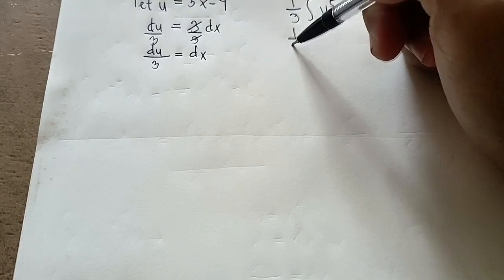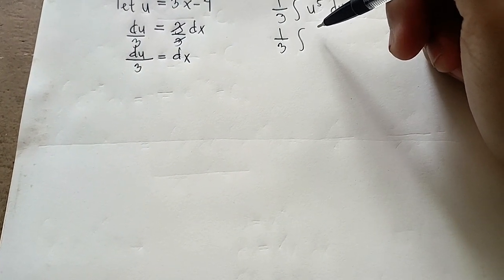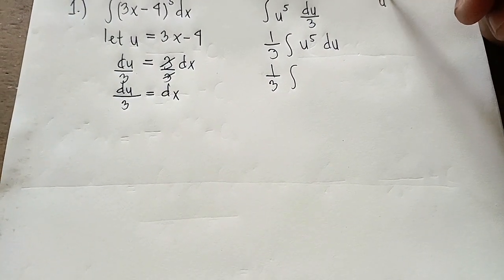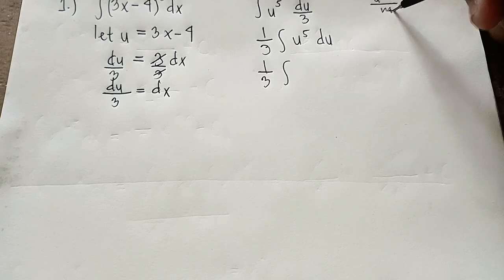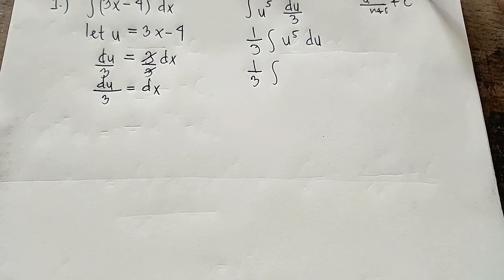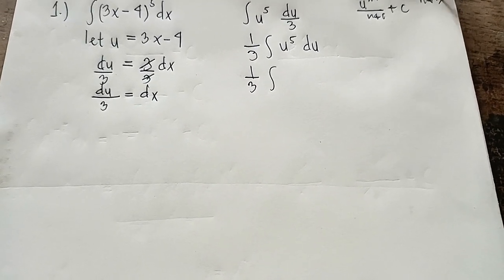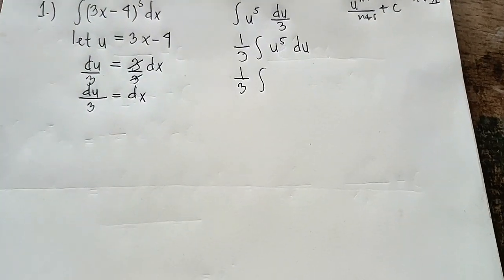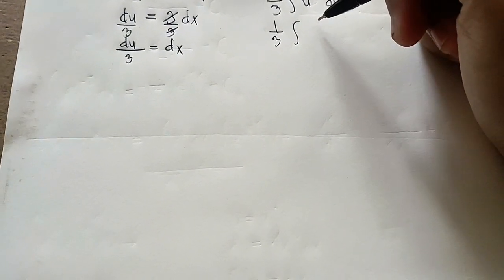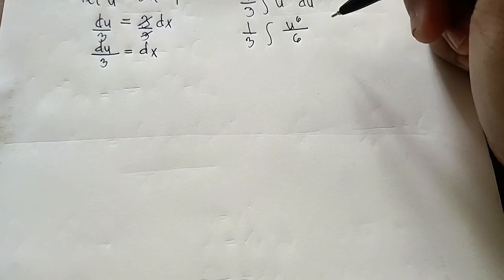And then we will put our 1/3, then integrate our u using the formula u^(n+1) over n+1 plus c, which states that n should not be equal to -1. Then we'll have our u, so 5 plus 1 is equal to 6, over 6.